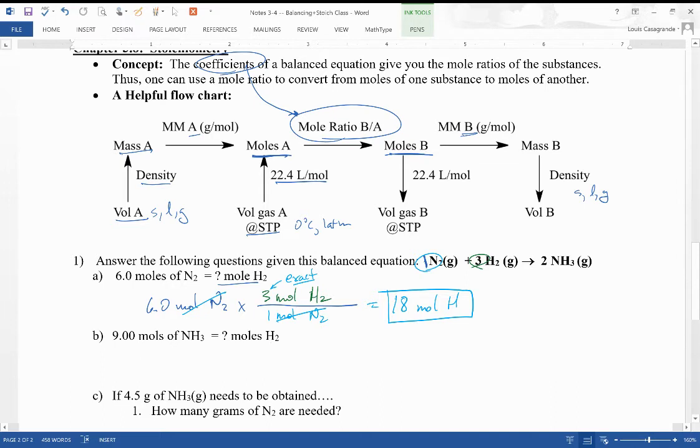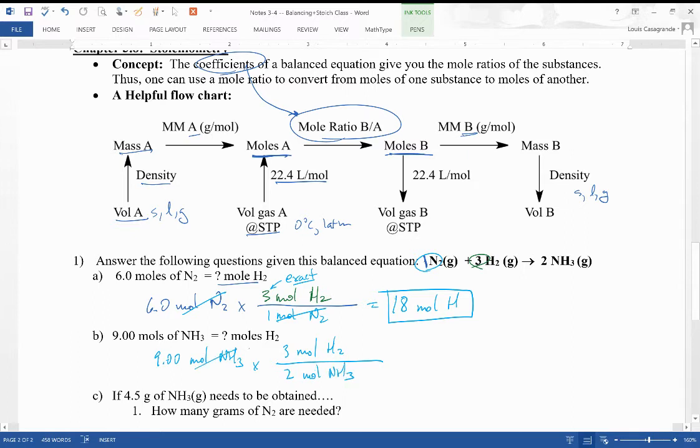9 moles of ammonia. How many moles of hydrogen does it take to make 9 moles of ammonia? So we're going to start with our 9.00, watch our sig figs, moles of NH3. And on the right side here, times, we have 3 moles of hydrogen that we're trying to calculate from the balanced equation. Divide that out by 2 moles of ammonia.